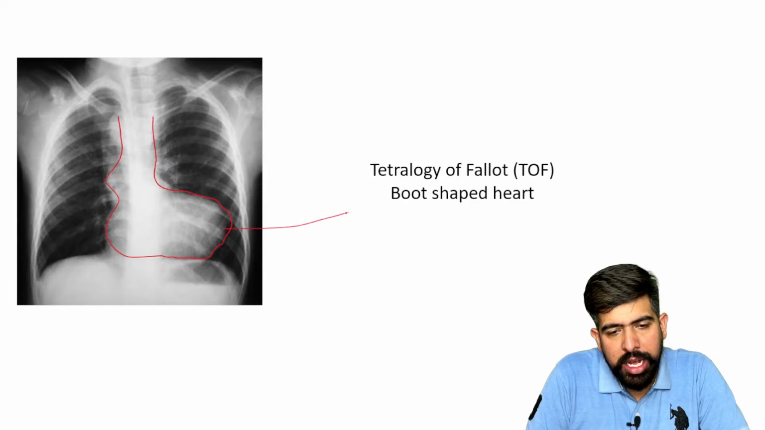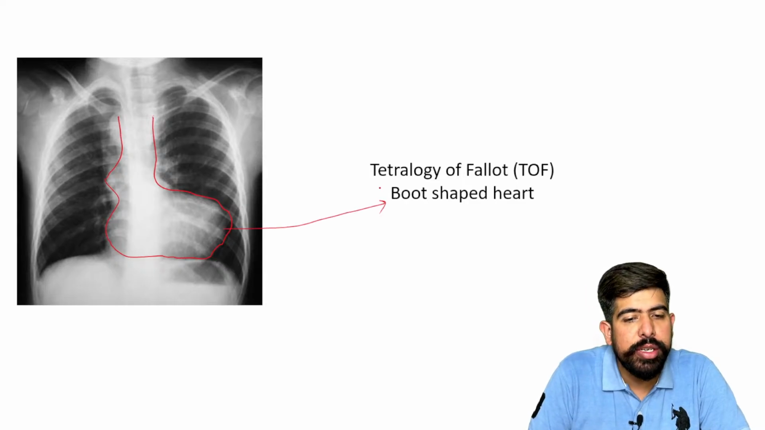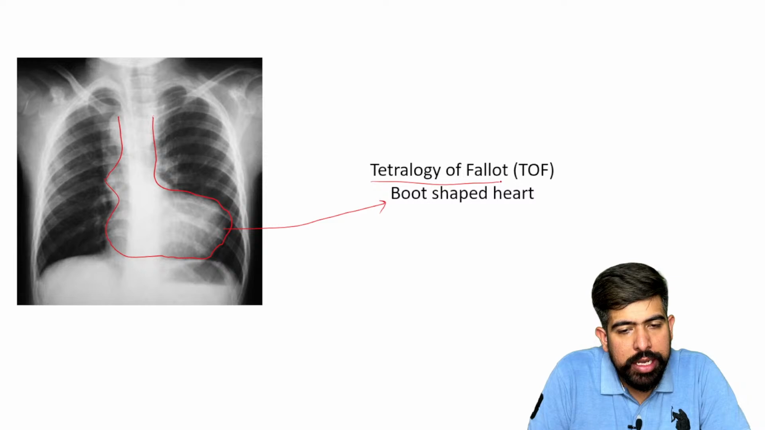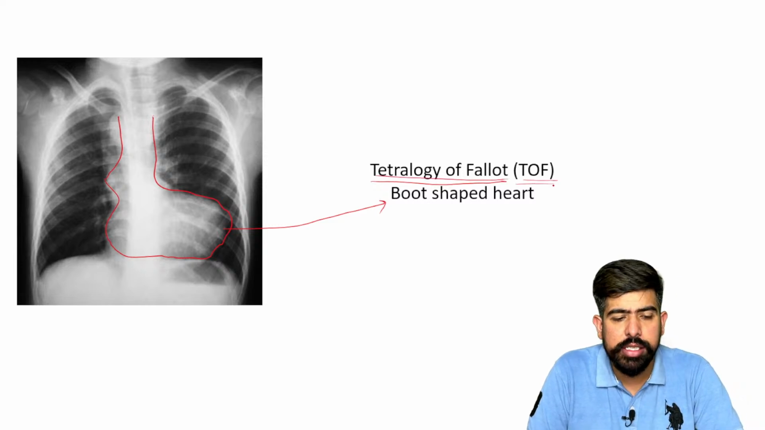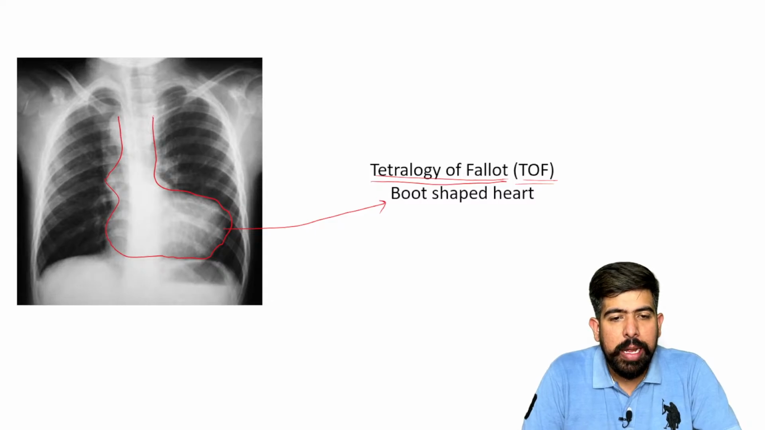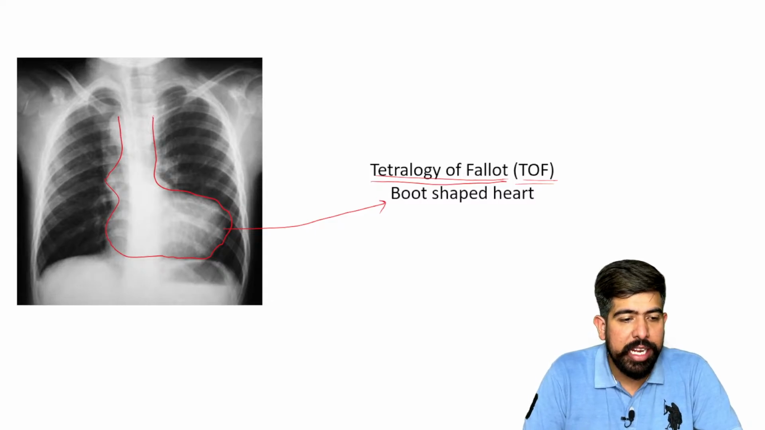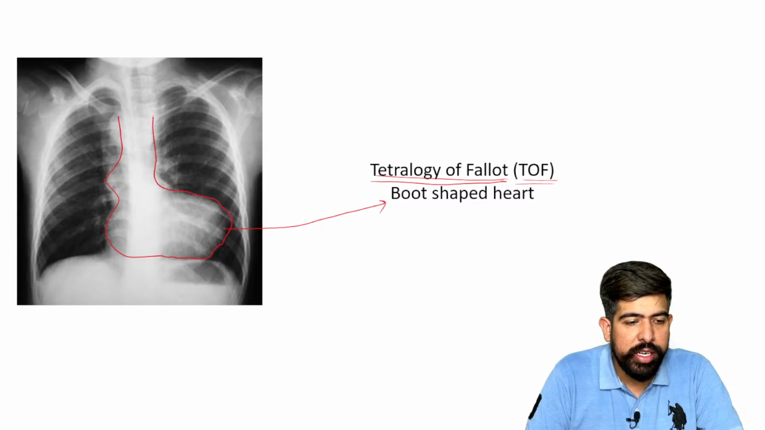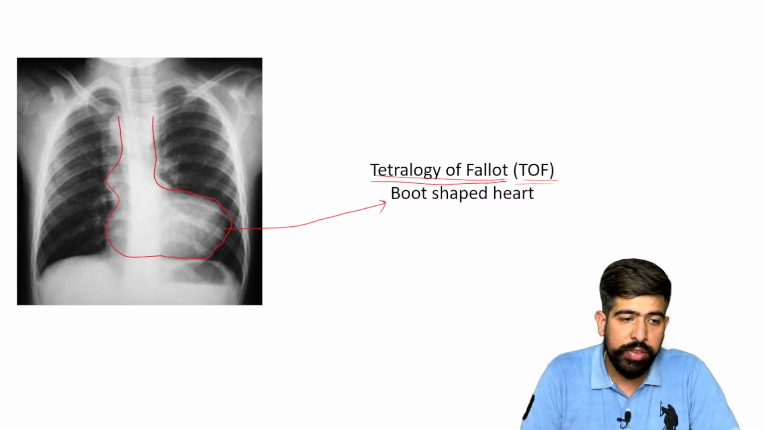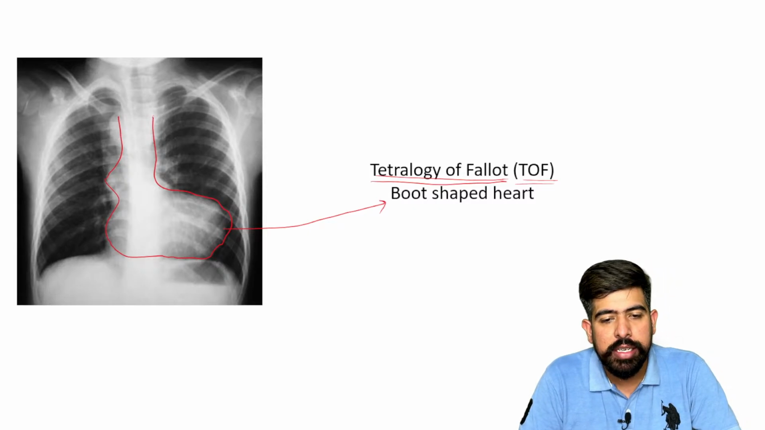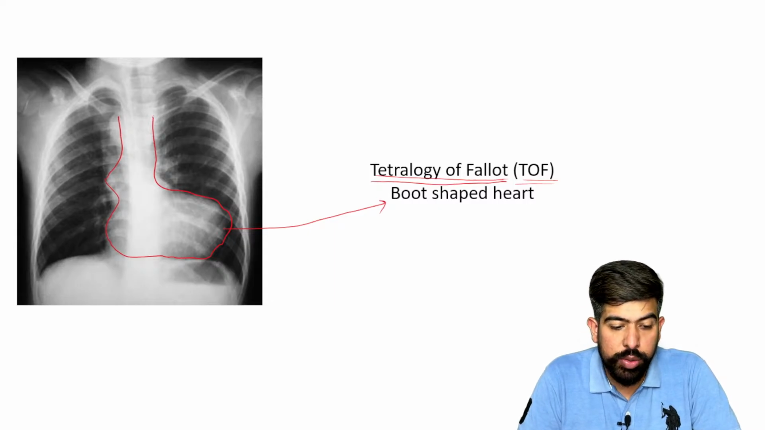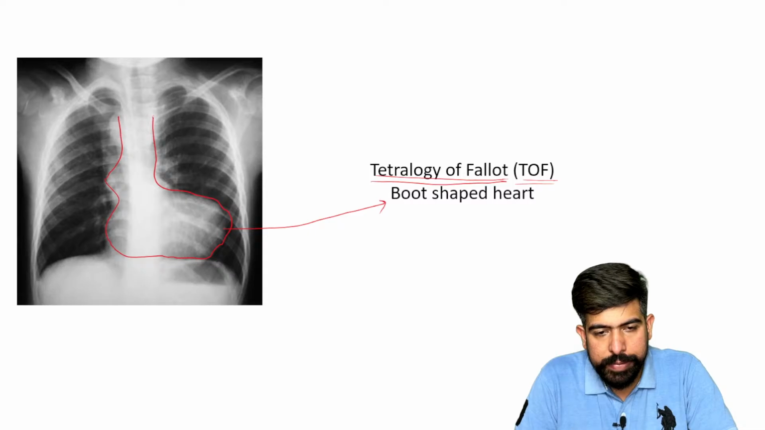So this boot-shaped heart is classically seen in the tetralogy of Fallot. I hope you studied tetralogy of Fallot well in pediatrics, but please remember the classical image of it, which is boot-shaped, right? This is a more frequently asked question in your FMGE exam. So maybe they can ask you this time also regarding tetralogy of Fallot and the boot-shaped heart.